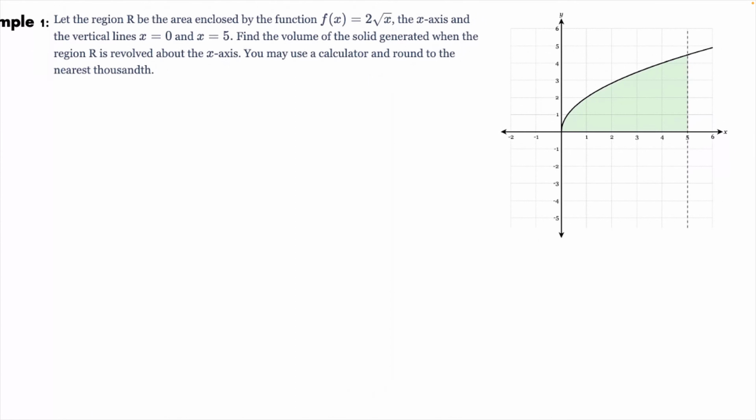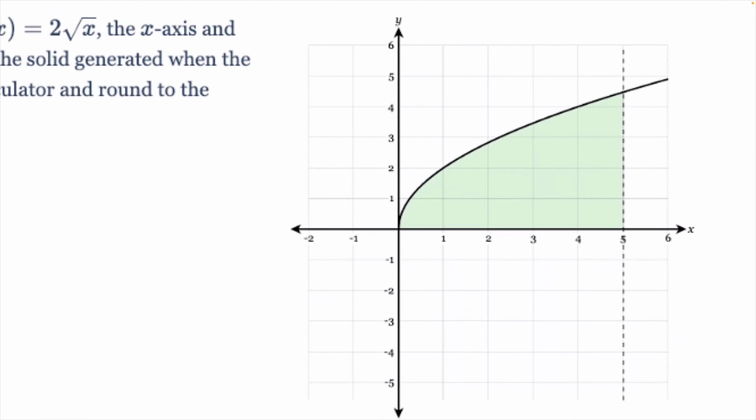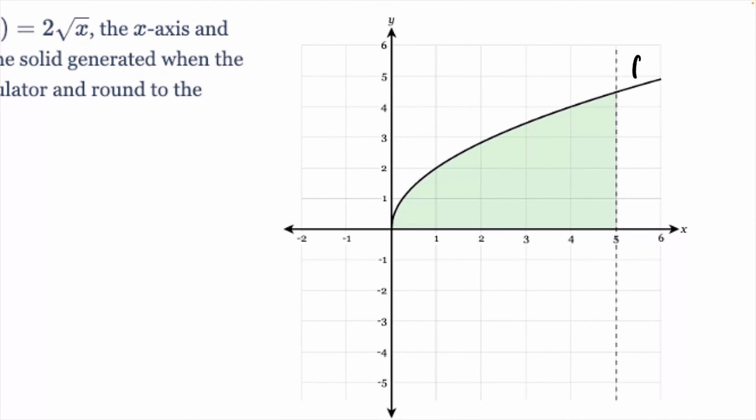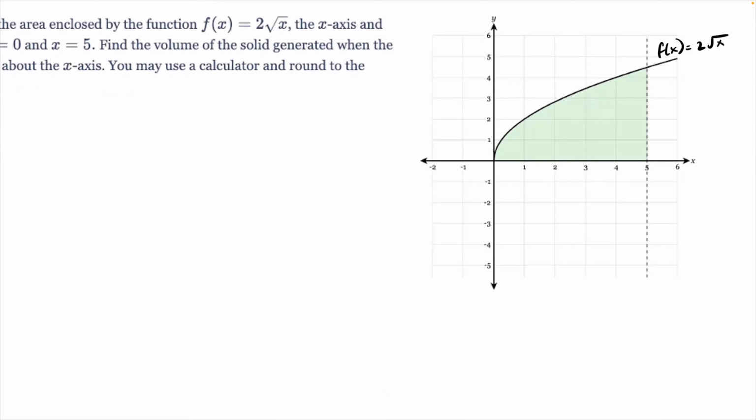So we have, let R be the green region, okay? The green region is enclosed by f of x. F of x is 2 times the square root of x. So f of x equals 2 times the square root of x. And then the x-axis. What's the x-axis's other name besides x-axis?